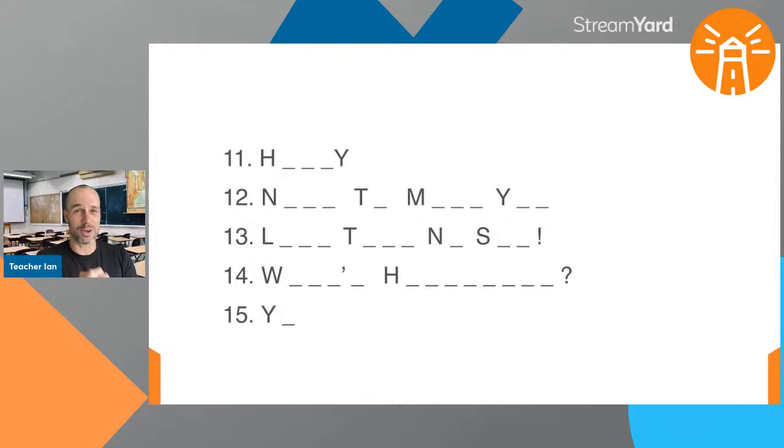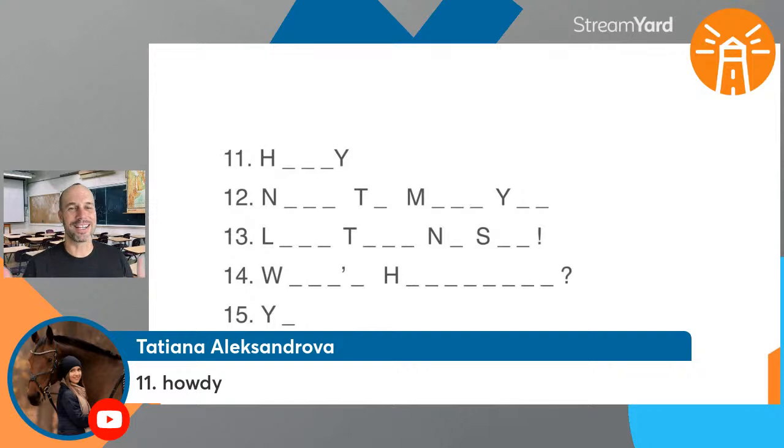All right. Does anybody know 11, 12, 13, or 14? Tatiana, you got it. Howdy. So maybe that's a new one for some of you. Howdy just means hi or hello. It's kind of like a cowboy riding a horse. Howdy, partner. But it is used quite a bit in Canada. Okay, great job, Tatiana. You got number 11, no problem.